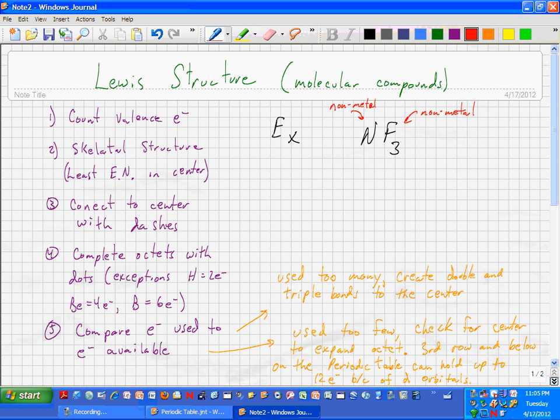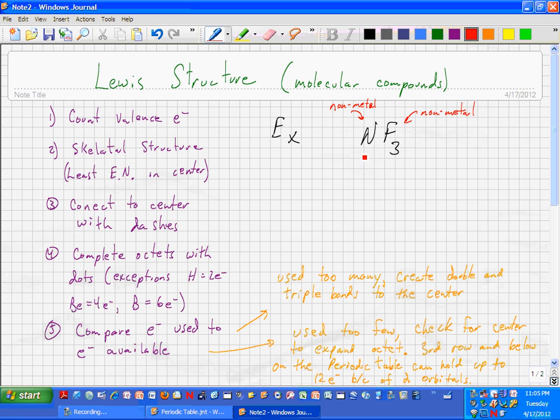Last but not least, we'd compare the electrons that we used to the electrons that we counted available in step 1. If we use too many, we'd erase some electrons and create some double and triple bonds to the central atom. If we use too few, we would check for the center to expand its octet. Anything in the third row or below on the periodic table can hold up to a maximum of 12 electrons. It doesn't have to go to 12, but it can if it needs to, because of d sublevel orbitals. There's room. Let's go ahead and do a few examples, and you'll see how this works.